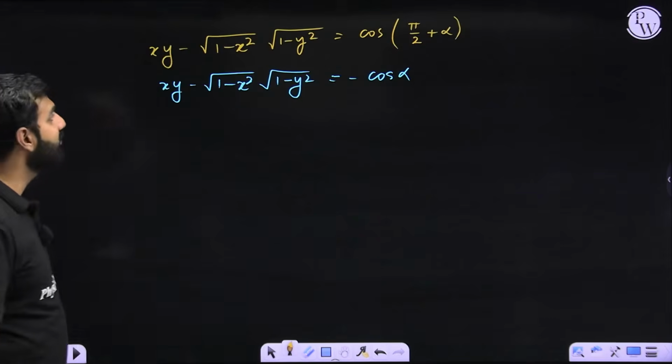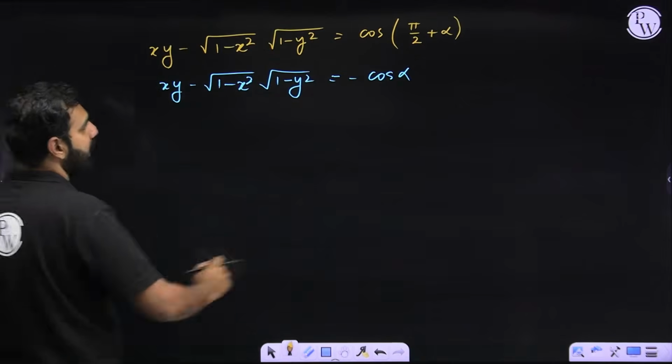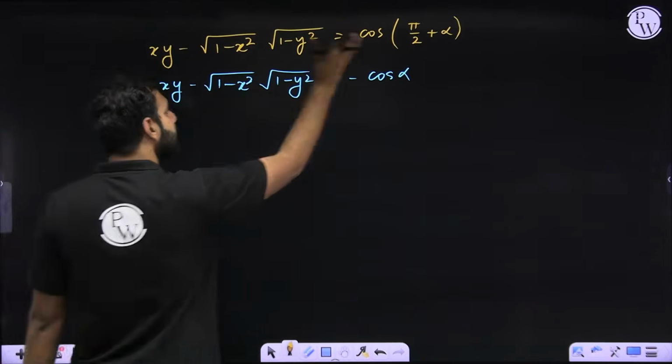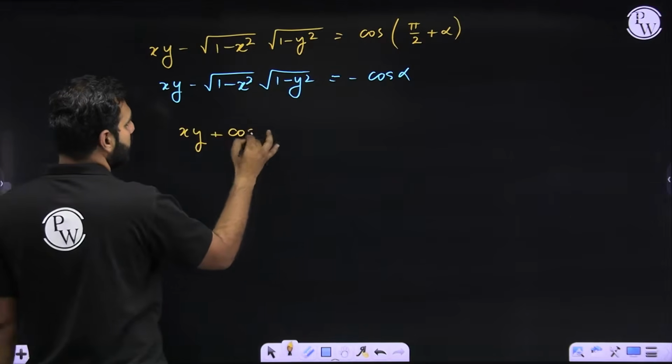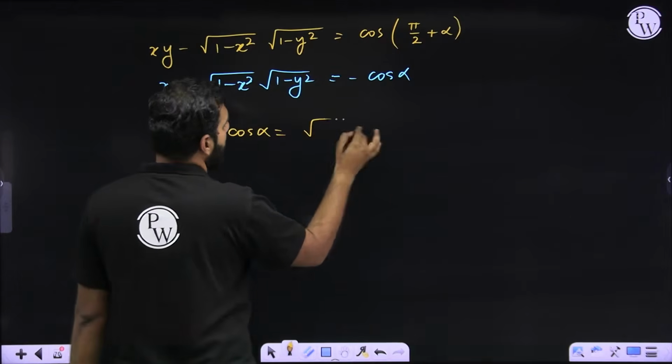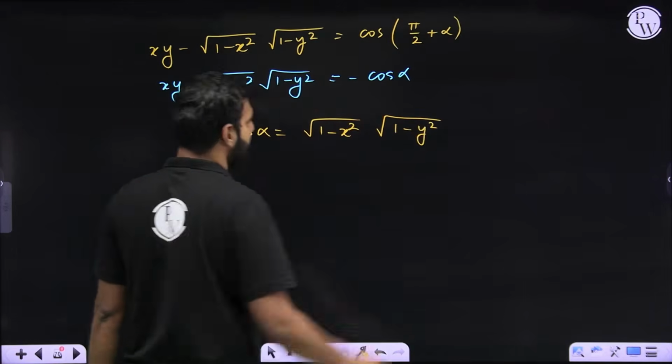So to have something like that, see, what I'm trying to do is I'm bringing cos alpha on the left hand side, I'm taking this on the other side. So here it will be xy plus cos alpha on the left hand side. On the right hand side, I'll have under root 1 minus x square times under root 1 minus y square. Did you understand that part?